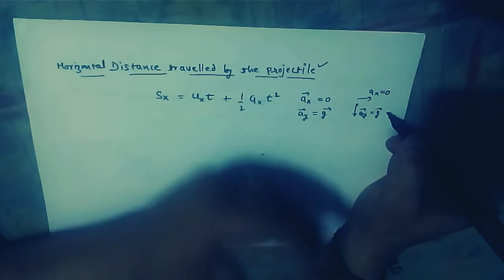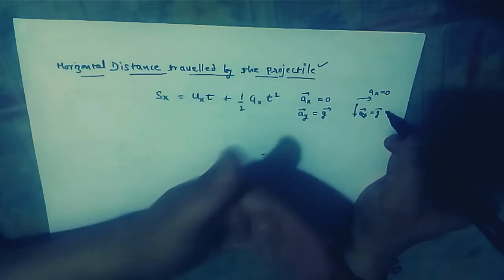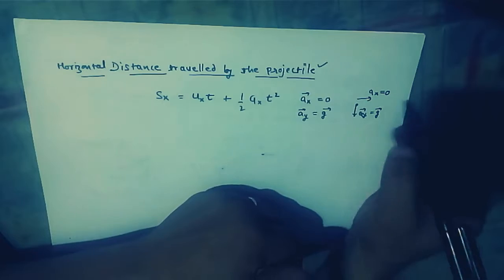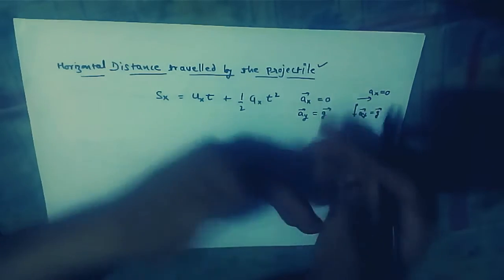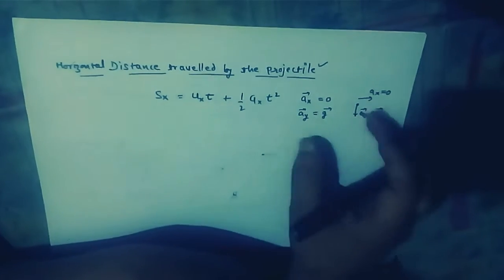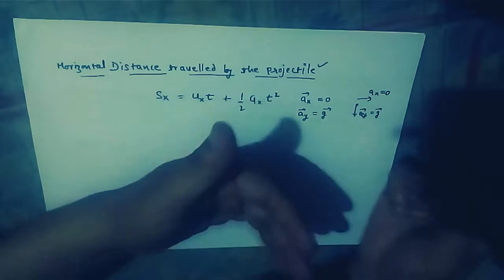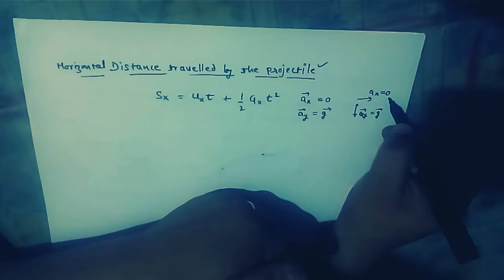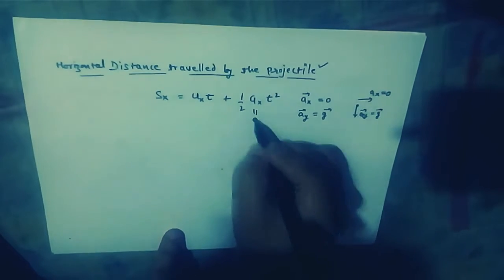Suppose the body had an engine trying to propel it along the x-axis, in that case it would have an acceleration. But here there is no engine, nothing is there. So the projectile can also be defined as a body which is not aided by any engine. There is nothing that can give it any acceleration, so the acceleration along the x-axis is always 0.